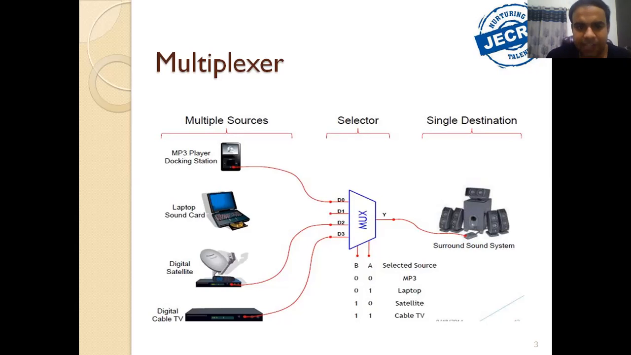So a multiplexer selects only one input among several inputs, and the selected input depends only upon the selection lines. If we select 00, the docking station will be selected. 01, laptop is selected. 10, digital satellite is selected, and digital cable TV is selected when the inputs are 1 and 1. So this is an example.